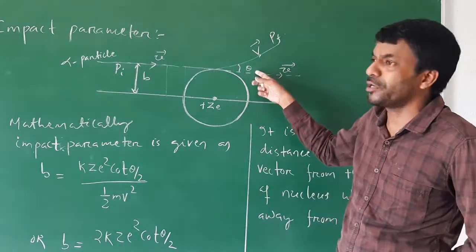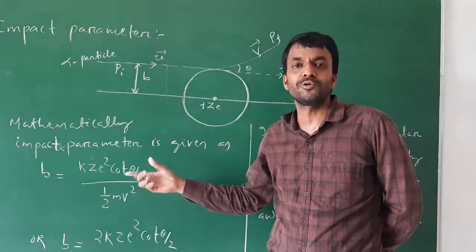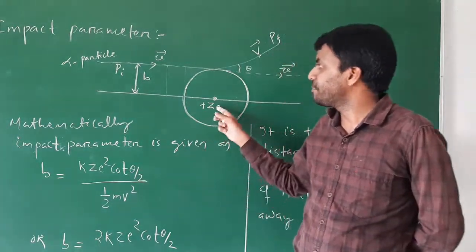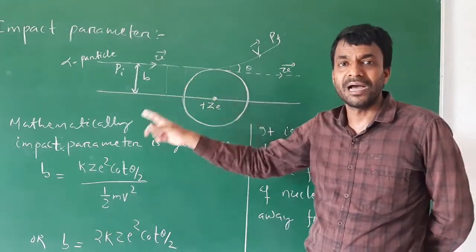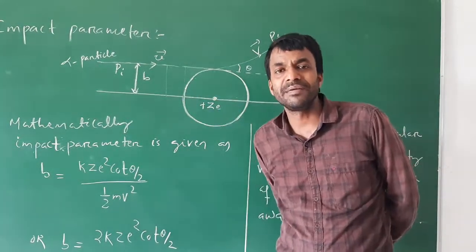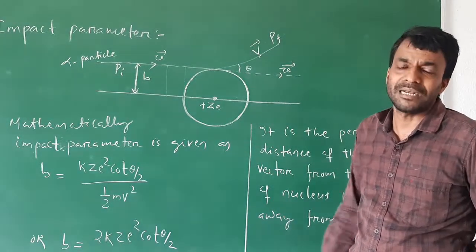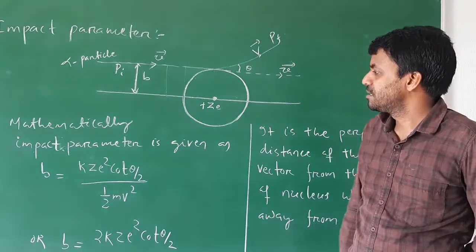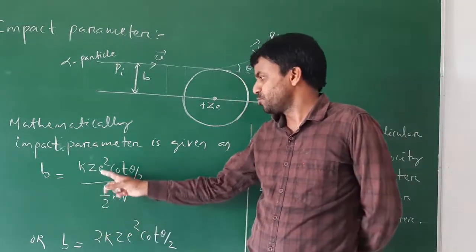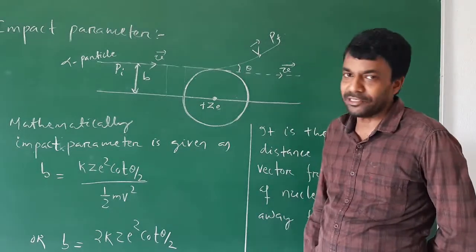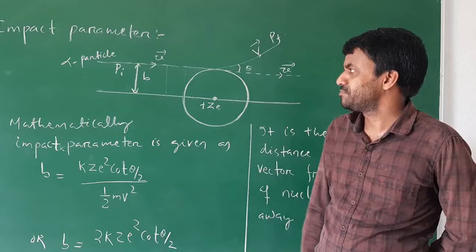If theta is equal to 45 degrees, then take cot of 45 by 2, meaning 22 and a half degrees, divided by the kinetic energy of the alpha particle, half m v square. Here m is the mass of the alpha particle and v is the velocity of the alpha particle, which is given. Or this can be written as b is equal to 2 k Z e square cot theta by 2 divided by m v square. This is the required expression for impact parameter.